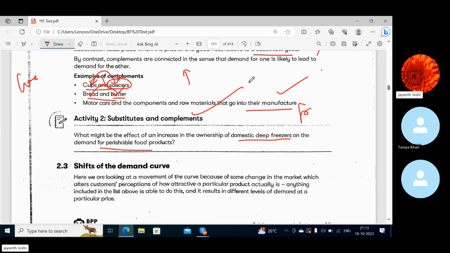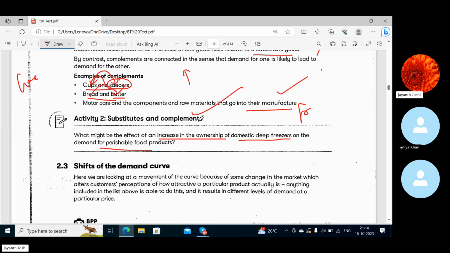And the second point is, did you understand the question? What might be the effect of an increase in ownership? So why are people buying more and more deep freezers? If people are buying more deep freezers, more perishable products can be stored, right? More can be bought. So no need to buy fresh; you can store it. Sometimes some things can be stored. So domestic deep freezers and perishable products are complements because people buy deep freezers to store perishable products.